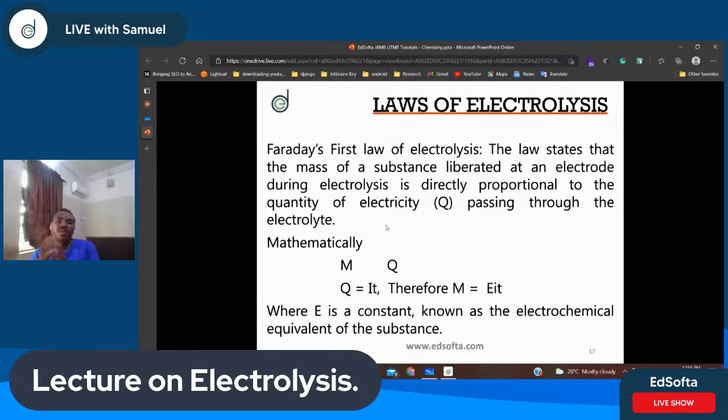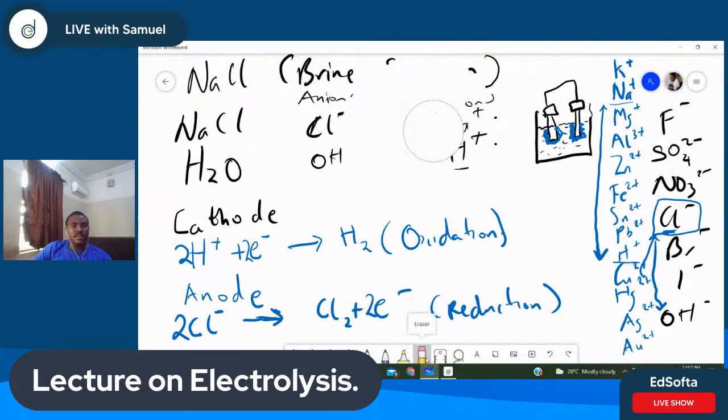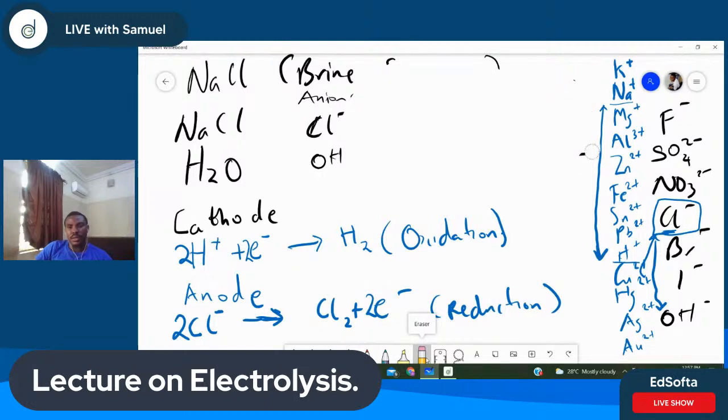So we have Faraday's first law of electrolysis. The law states that the mass of a substance liberated at an electrode during electrolysis is directly proportional to the quantity of electricity passing through the electrolyte. Mathematically, I won't be cleaning the electrochemical series since we might still need it.